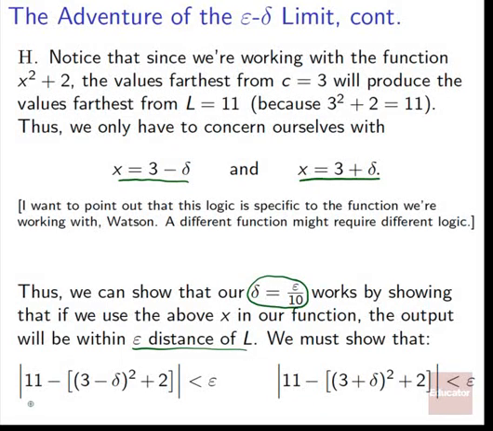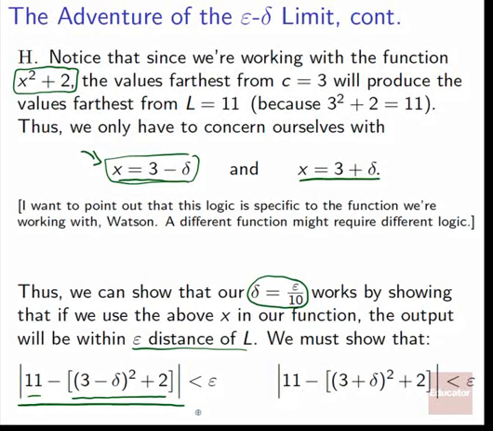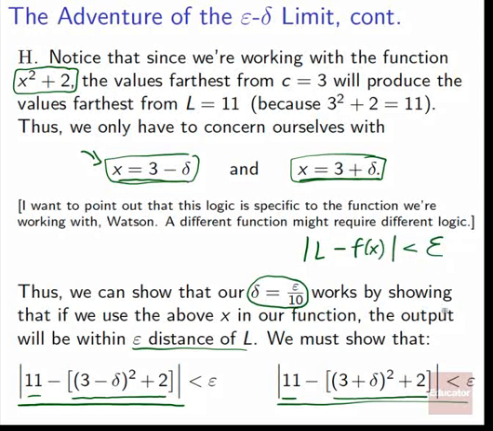So we must show that the absolute value of 11 minus f of x, so in this case, if we're plugging in 3 minus delta and our f of x is x squared plus 2, we would have the absolute value of 11, or L, minus plugging in our function's most extreme possible value for x, that is quantity 3 minus delta squared plus 2, must be less than epsilon. Similarly, over here, for our other extreme value for x, x equals 3 plus delta, if we plug in our f of x, we have the L we're going to, 11, minus the quantity 3 plus delta squared plus 2 is less than epsilon. So those are the most extreme values there. We are doing the absolute value of 11, L minus f of x must be less than epsilon. That's what we want to show.